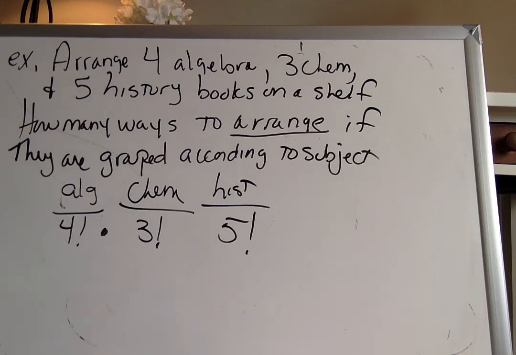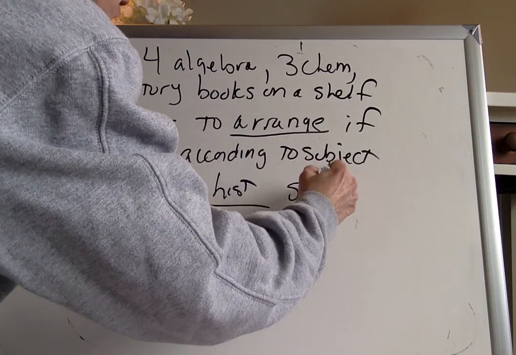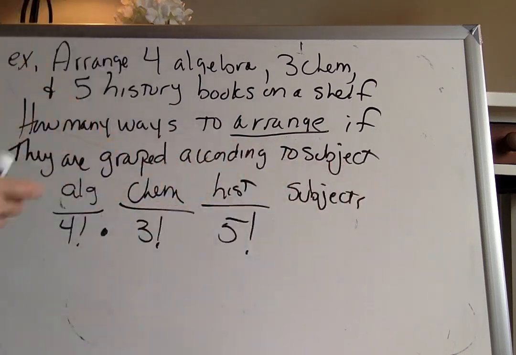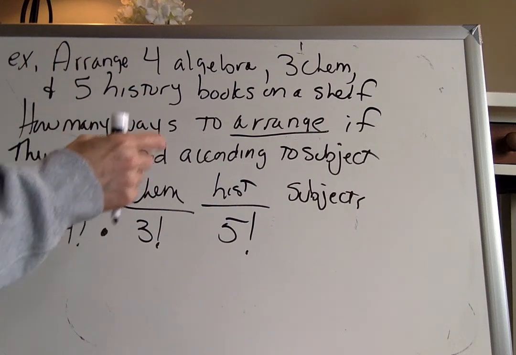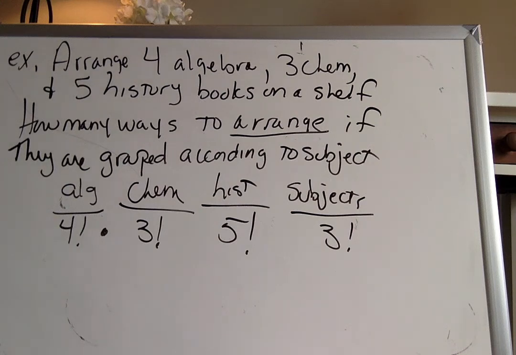And then I'm like, what? Well, particularly because my answer didn't match the back of the book, right? I'm like, what am I forgetting? I'm like, oh, look at what I've done here. By the very nature, I made algebra come first, then chemistry, then history. We can arrange the subjects. You know, maybe I'm going to put my history books first, then chemistry, then algebra. So you need another 3 factorial there.